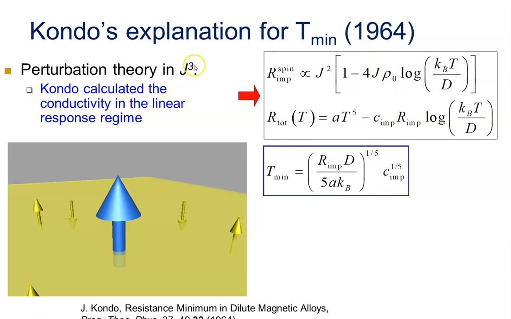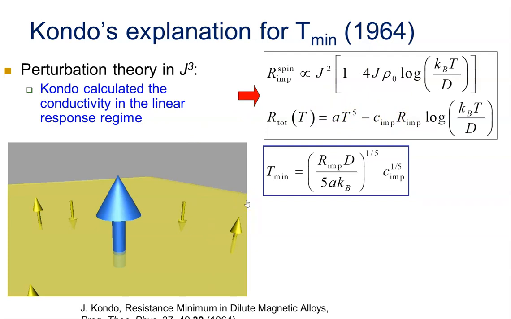In this regime, third order in J, the result for the spin contribution to the resistance is written as proportional to J squared times 1 minus 4J rho naught, where rho naught is the density of states of the metallic electrons at the Fermi energy, times the log of kBT over D, and D is the bandwidth of the metallic band.